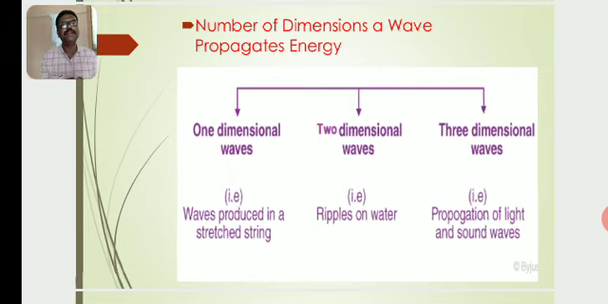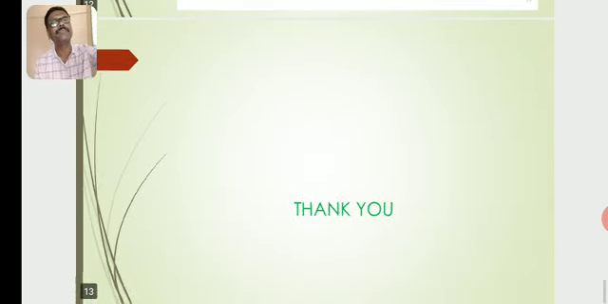Two-dimensional waves are the waves which propagate on a plane. Examples are ripples on the water surface. Three-dimensional waves are the waves which propagate in all directions, that means in space. Examples are propagation of light and sound waves. So one-dimensional, two-dimensional and three-dimensional waves are the three different types of waves based on their dimensions. Thank you.